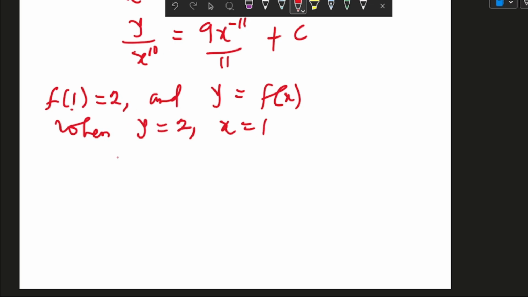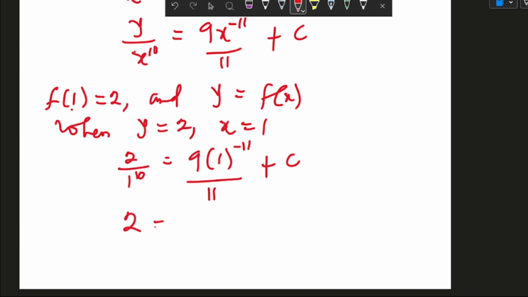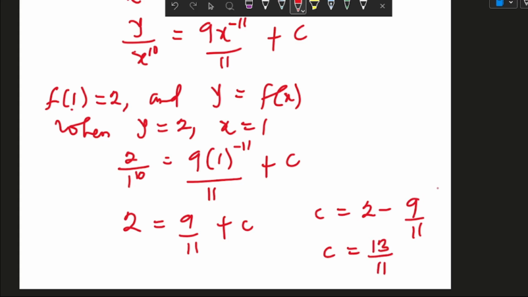1. So if I do that, I'm going to have 2 over 1 to the power of 10, I mean from this expression at the top here, 9 into bracket 1 raised to the power minus 11 over 11 plus c. And 1 to the power of 10 is 1, so I have just 2 here equals 9 over 11 plus c. And c becomes 2 minus 9 over 11. And c becomes 13 over 11 if you evaluate that.